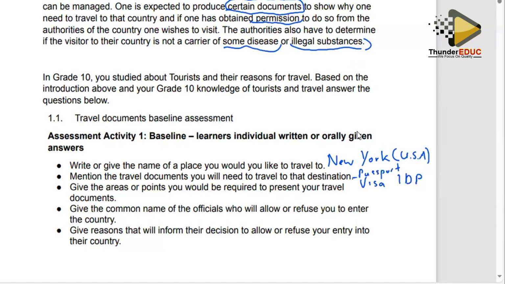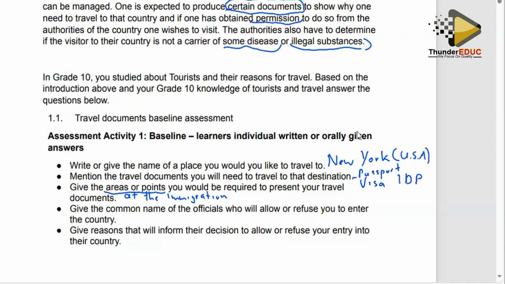Then let's go to the next bullet. Give the areas. I'm going to underline the areas or points where you will be required to present your travel documents. In this case, you will be required to produce your travel documents at the immigration counter. So the first point is at the immigration counter, at immigration. At the immigration counter, you will be required to produce your passport and also your visa.